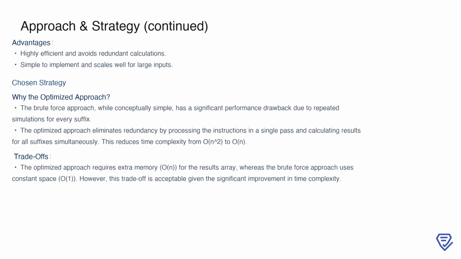When deciding between the two strategies, the brute force approach is limited by its inefficiency. The repeated simulations make it impractical for larger inputs. In contrast, the optimized approach is not only faster but also ensures that we calculate results for all suffixes simultaneously, making it the preferred choice. The trade-off here is the additional memory required for the results array, O(n), compared to the constant space usage of the brute force method. However, this trade-off is justified by the significant improvement in performance, particularly for larger datasets.